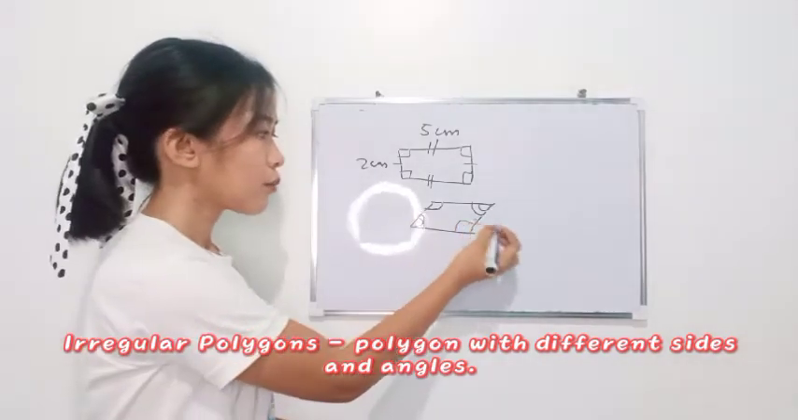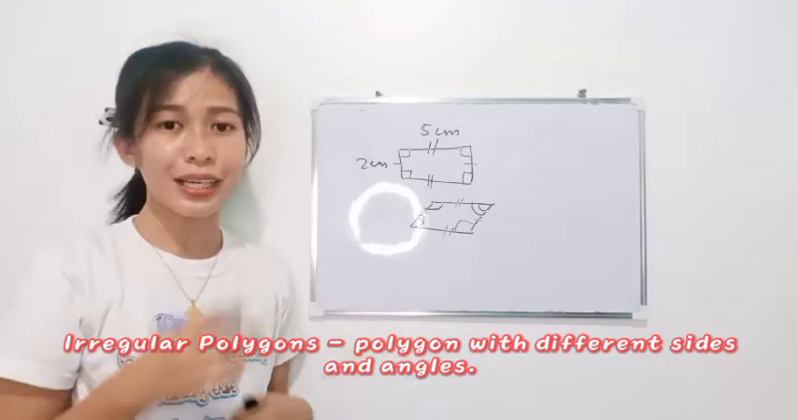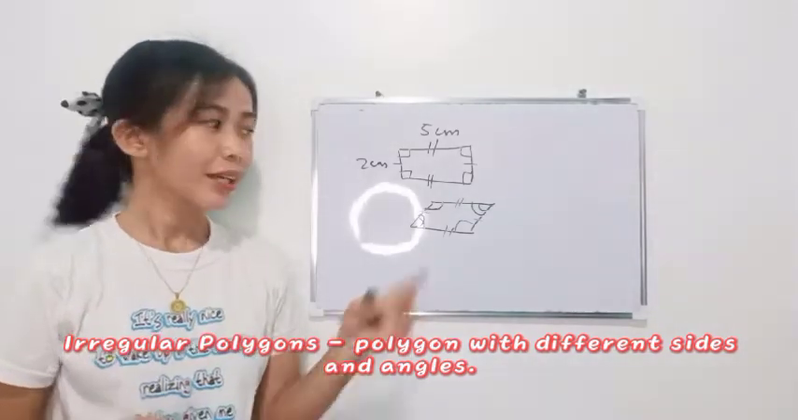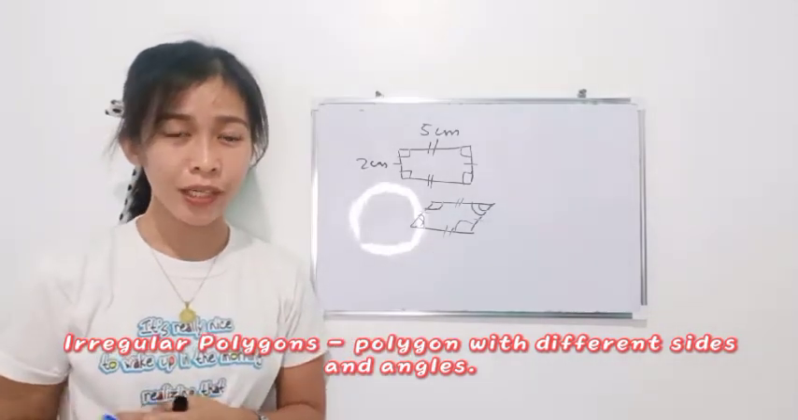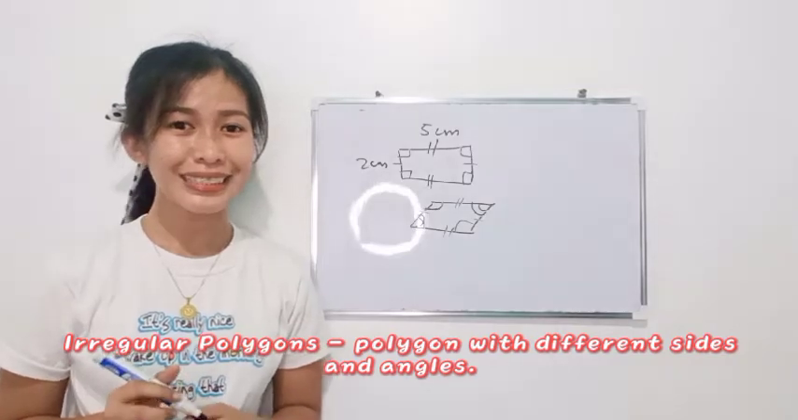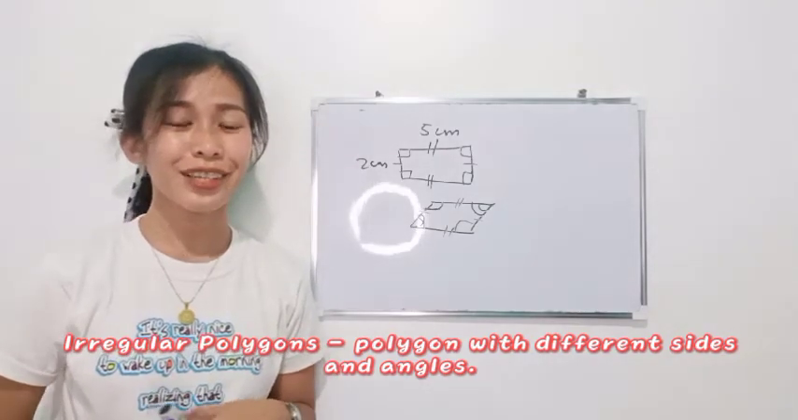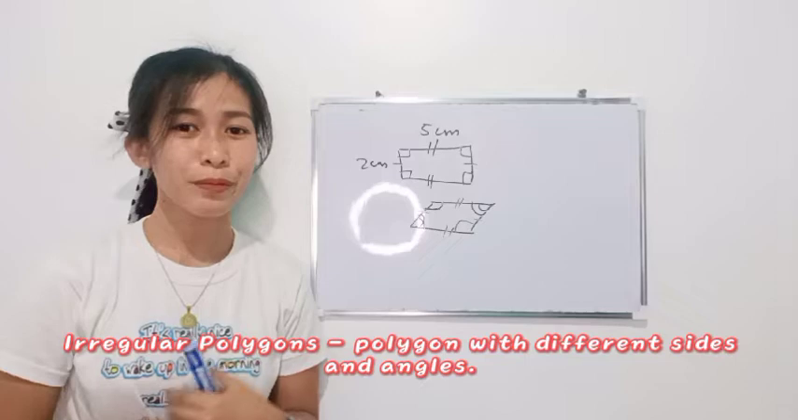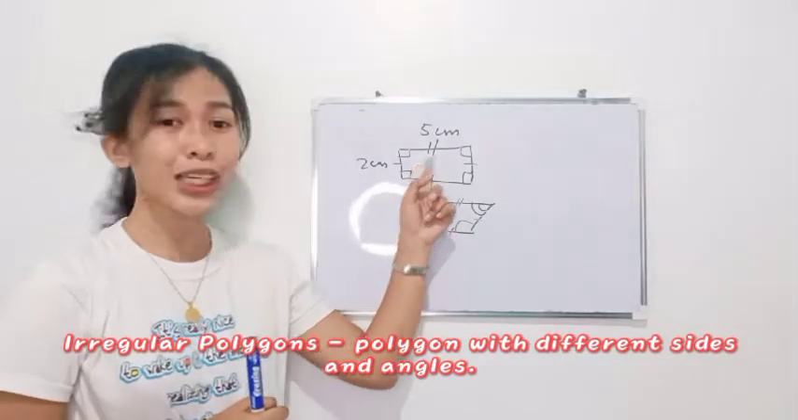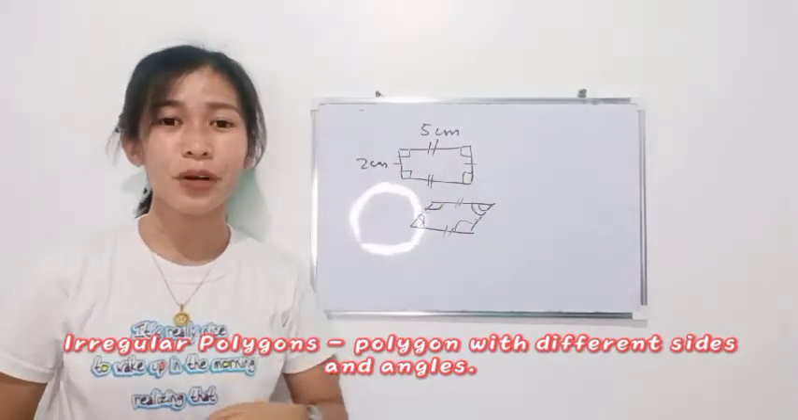Also, magkakaiba din yung measurement ng kanilang sides. Therefore, this is an irregular polygon. Okay? So, ma-identify naman natin yun, no? Depende sa drawing na ibibigay sa atin. And depende dito sa mga tick marks na nakalagay sa isang polygon.